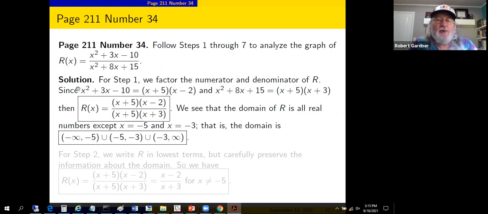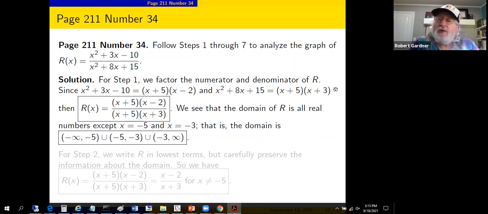So we need to factor x squared plus 3x minus 10. I need two things that multiply to give -10 and add to give 3. How about 5 and -2? x squared plus 8x plus 15. I need two things that multiply to give 15 and add to give 8. How about +5 and +3 this time?